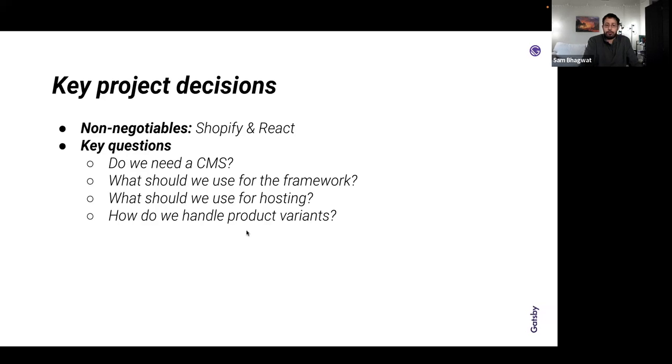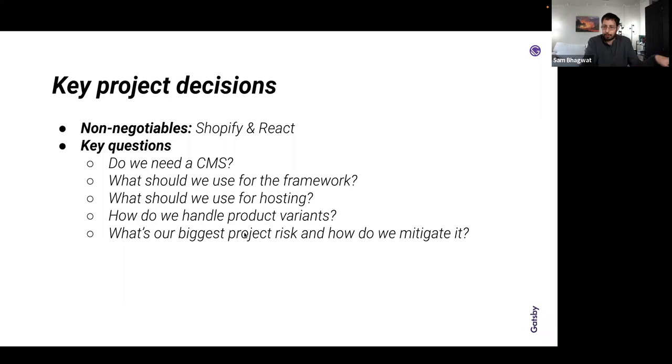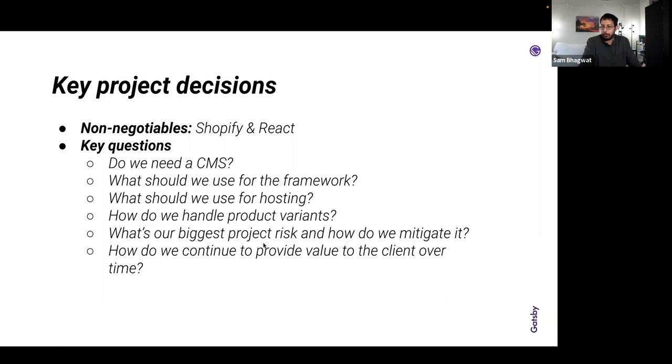CMSs, frameworks, hosting, product variants, which for them was a tricky issue because Shopify's out of the box setup didn't work as well as they would have hoped. Project risks are always a great thing to be thinking about: what is the biggest project risk here? It was something they thought about a lot. And then they also wanted to shift to a model where they didn't just provide value up front by rebuilding the site, but also provided value over time, which helped even the revenue out over time as an agency.